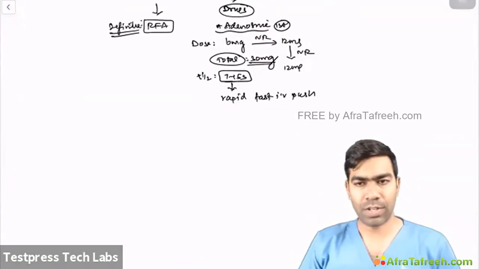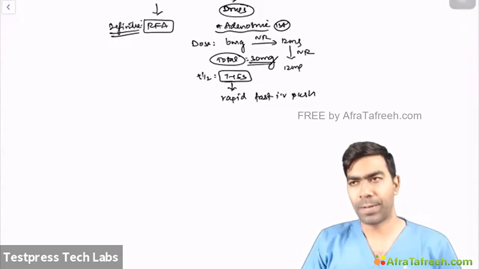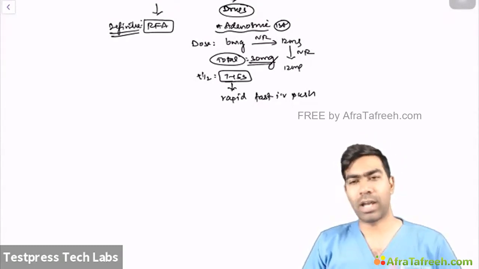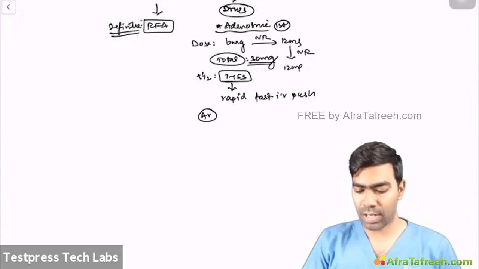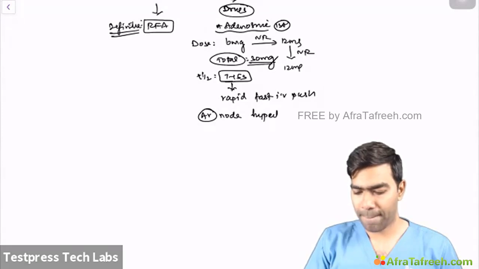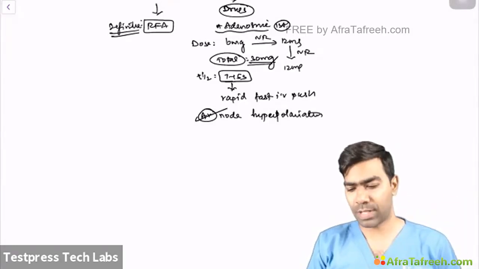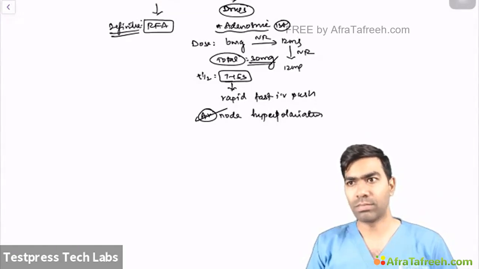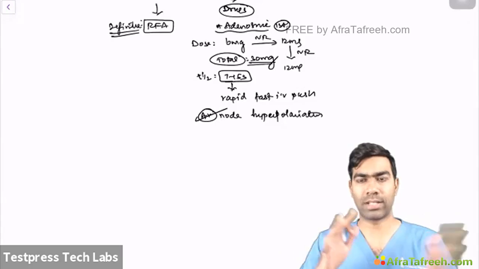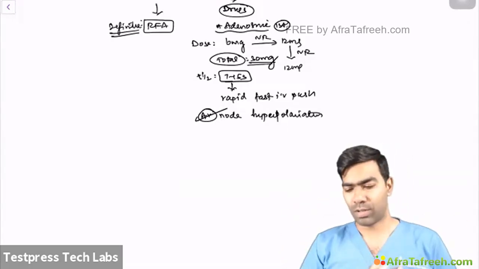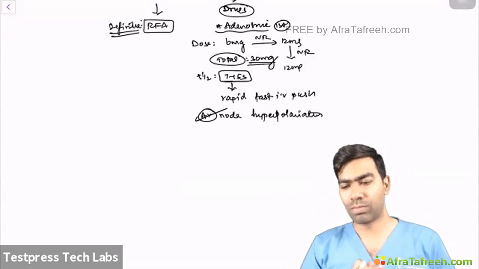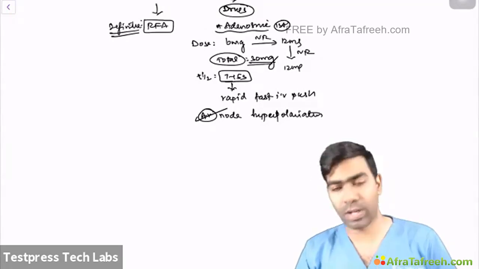And the mechanism of action, we know how adenosine works. It's going to cause hyperpolarization of the AV node, AV nodal hyperpolarization, by opening up the ATP sensitive potassium channels. Adenosine, ATP, both have some relation. So they're going to open up the ATP sensitive potassium channel. So they are going to cause hyperpolarization of the AV node.